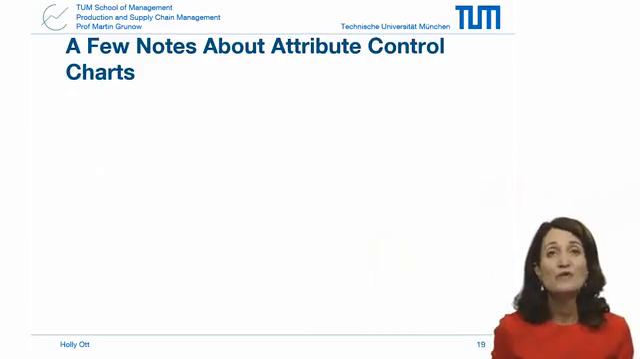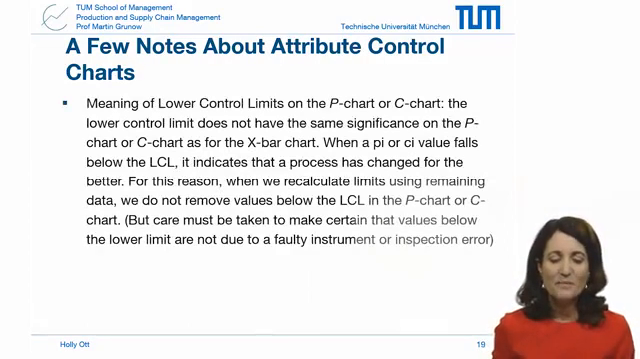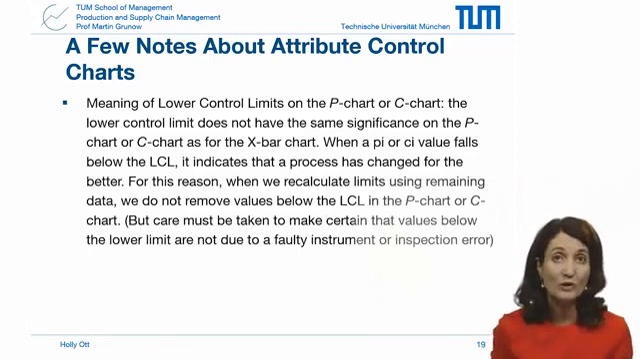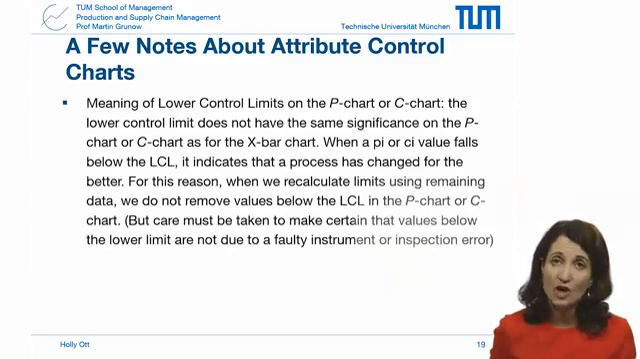So just to conclude, we have a few notes about control charts. The meaning of the lower control limits on the P or C chart doesn't have the same significance as for the X-bar chart. When a PI or a CI value falls below the lower control limit, it indicates that the process has changed for the better. As we said, lower is good. For this reason, when we recalculate the limits and the remaining data, we don't remove the values below the lower control limit in the P chart or the C chart. But we do have to make sure that if there's any values that are below this limit, they're not due to some faulty measurement or some kind of inspection error.